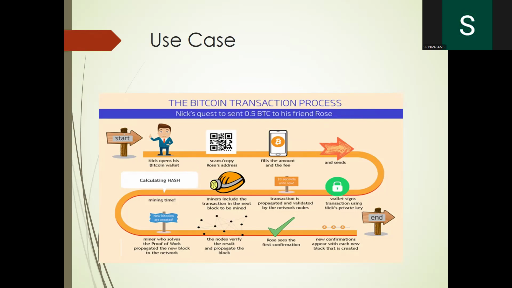He attaches his signature using the private key, and the recipient address can be attached to the transaction in different ways. One of the easiest is to attach the QR code. After that, Nick specifies the amount to be transferred from his wallet to Rose's wallet. Then he sends the transaction. The transaction is posted on the network with his private key.